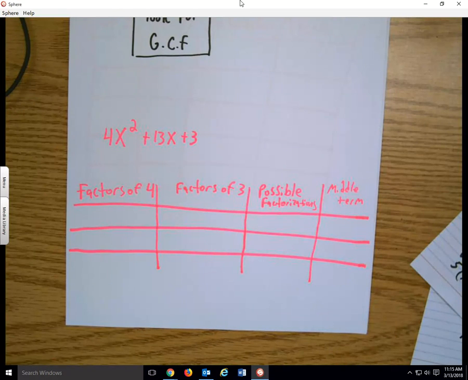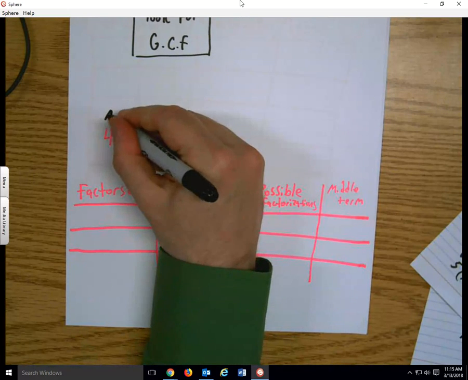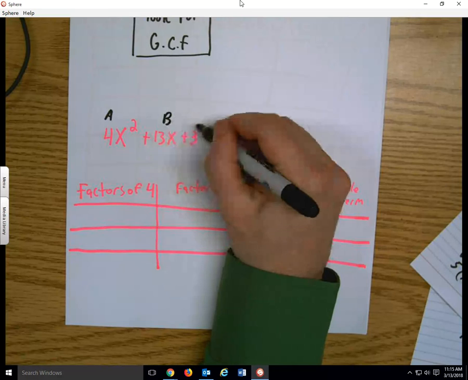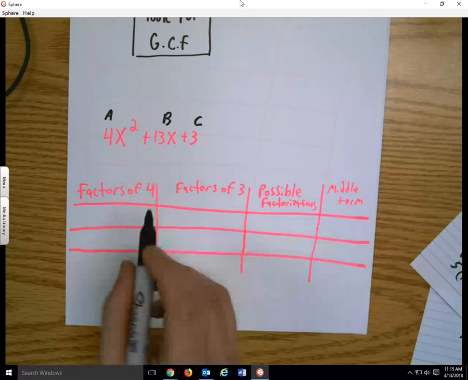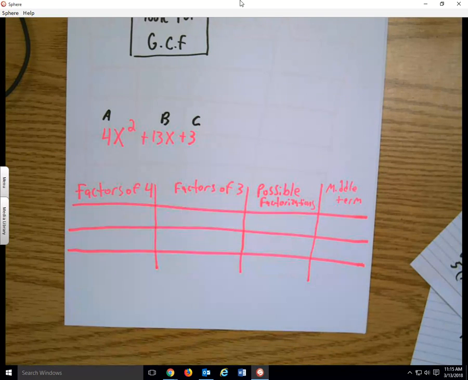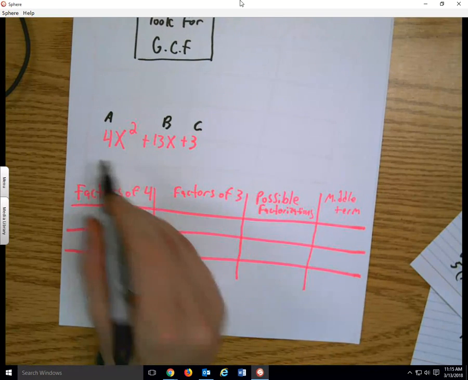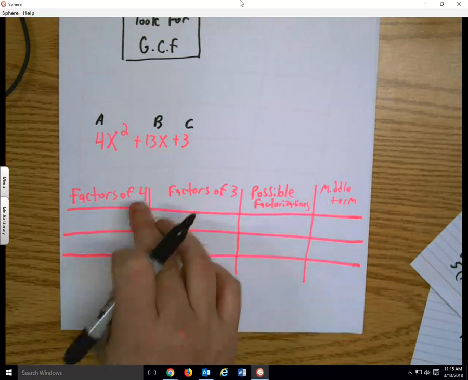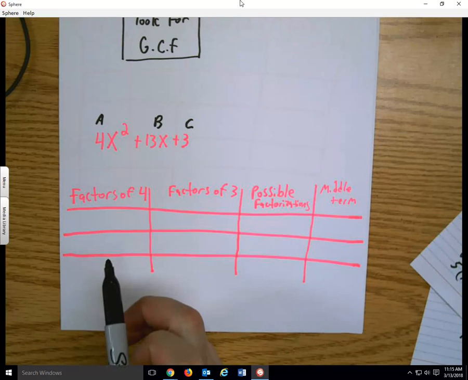So the first thing you do is you look at the terms. Now, just as a review, this is called the A term, this is called the B term, and this is called the C term. It just goes in order. Okay? And remember, a term is separated by a plus or minus sign. So this 4x squared is the whole first term. So we look at the factors of the A term. What are the factors of 4?